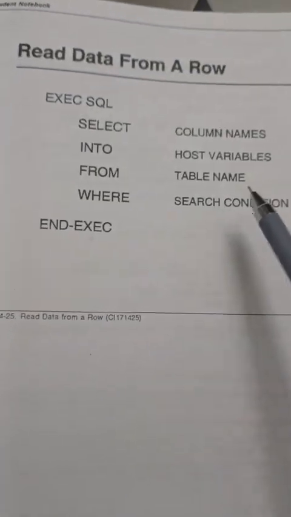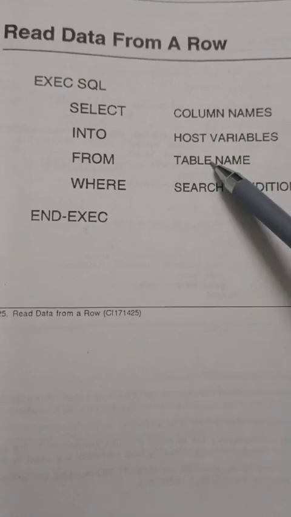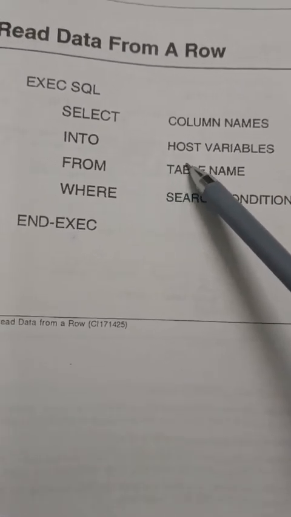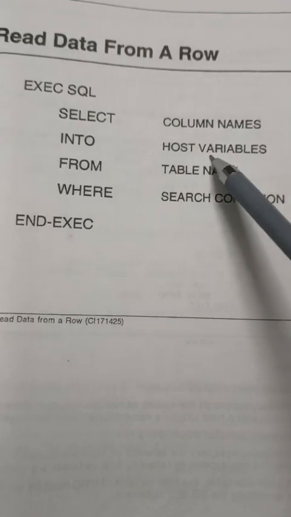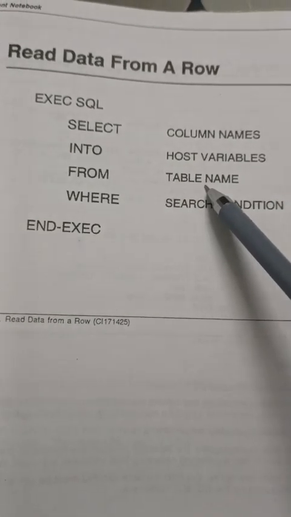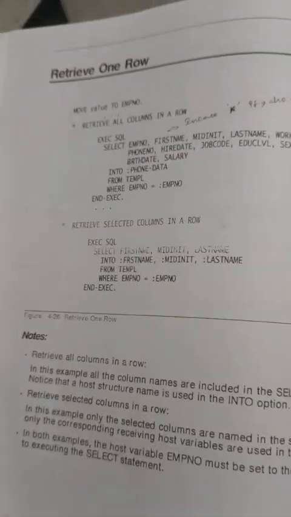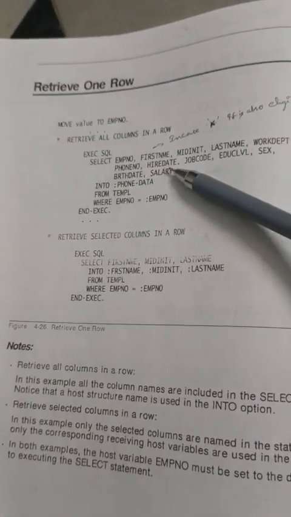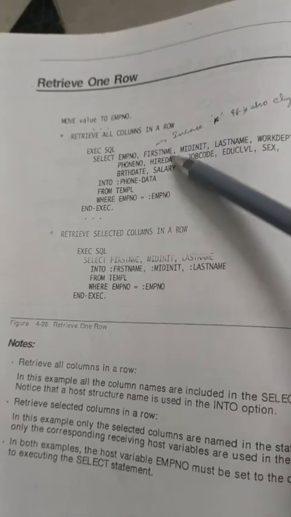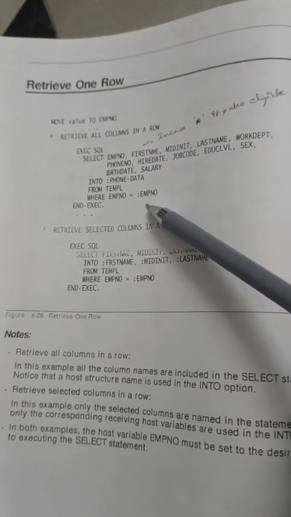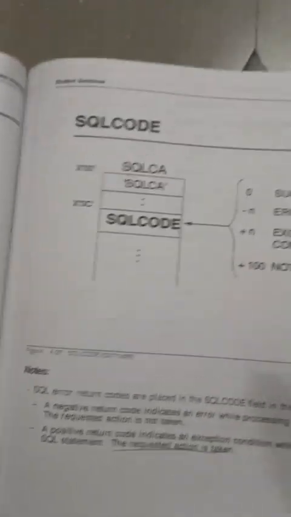This is how to read the data, a sample query. You can select the column into the host variable. After retrieving the selected column, we pass it into the host variable, from the table name, with this where condition. This is a general DB2 overview, and similarly how to retrieve all columns from the table using a where condition, given particularly for the employee number.